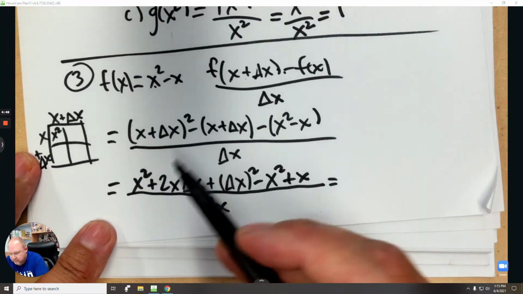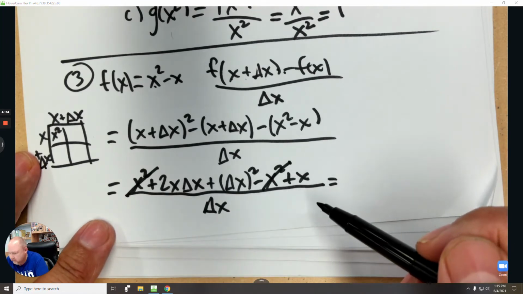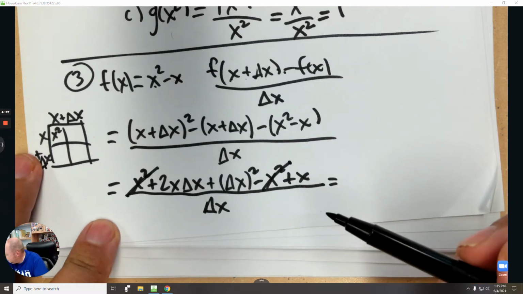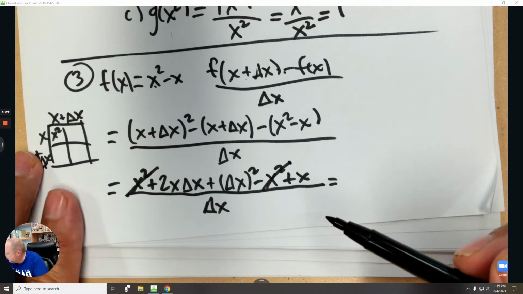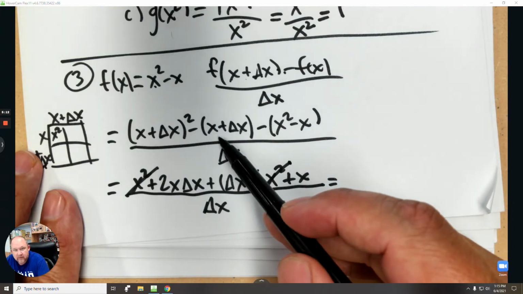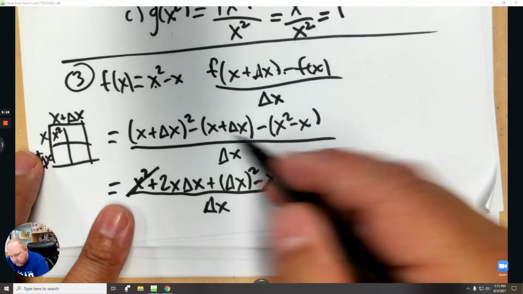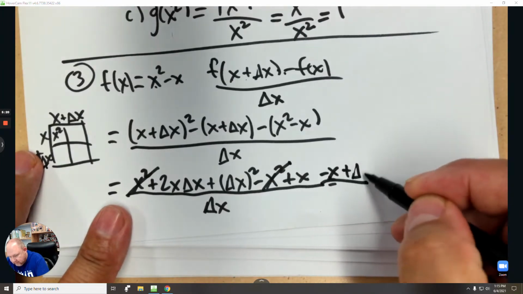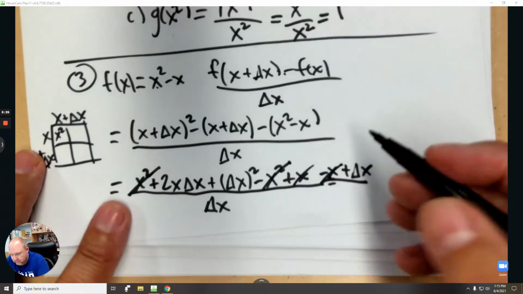Now I want you to notice this. X squared, take away x squared. What does that leave me with? There's just an x there, right? You know what I forgot? I forgot this part. So minus x plus the change in x squared. So x, take away x, now that's gone. I was wondering what was happening.